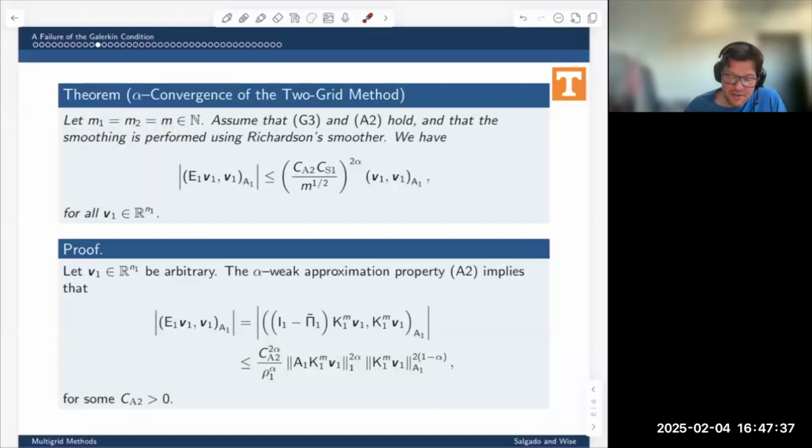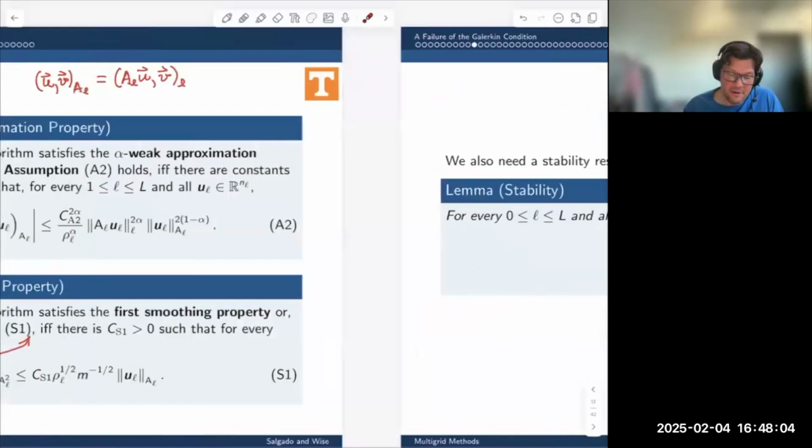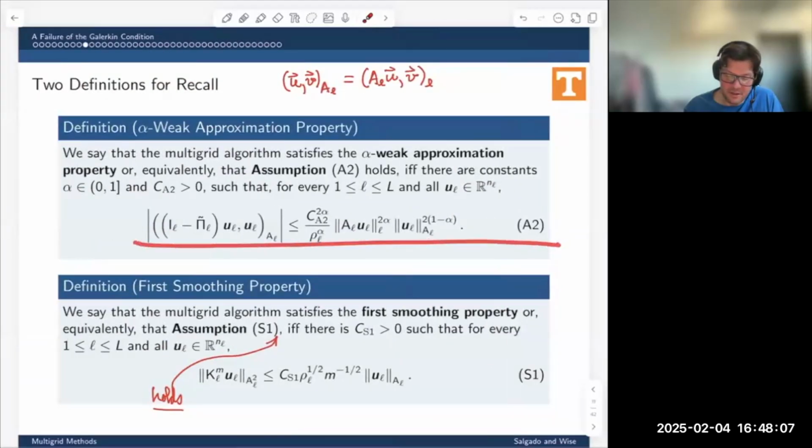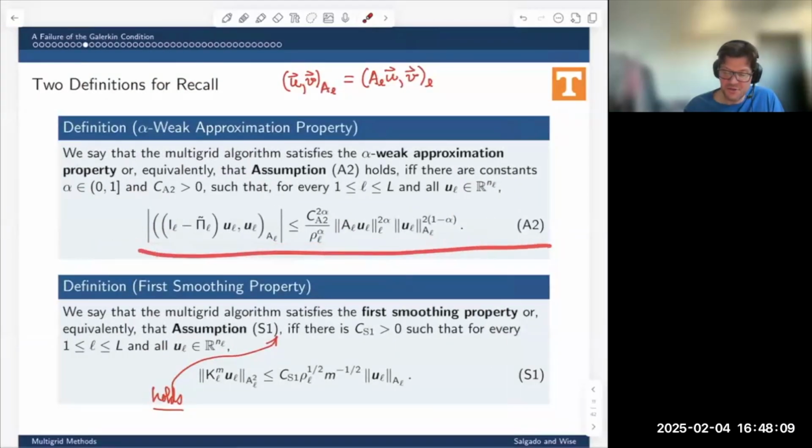Let's assume that our G3 condition and A2 conditions hold. Okay, so G3 condition is the new, what I called scaled Galerkin condition. It's not the strong old Galerkin condition that we are so used to and so love. It's something new. And A2 condition is also going to hold. What was the A2 condition? That's the alpha weak approximation property. This ugly, strange, weird looking object.